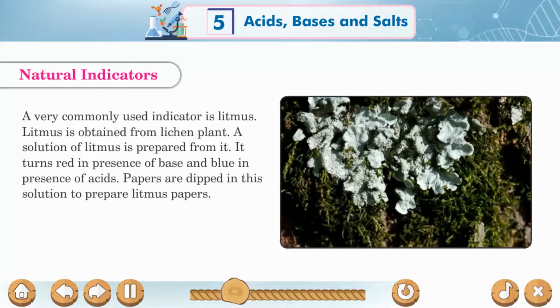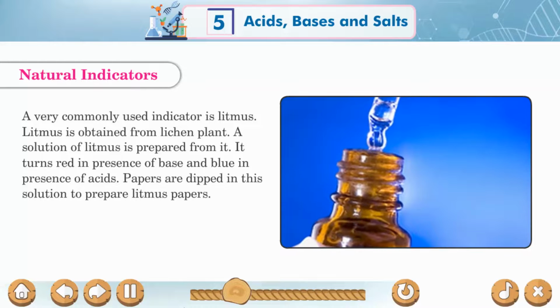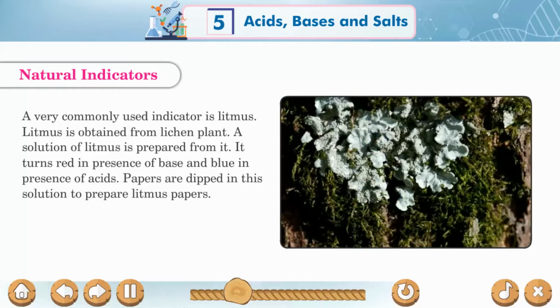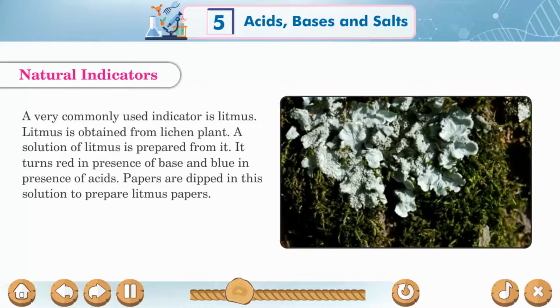Litmus is obtained from the lichen plant. A solution of litmus is prepared from it. It turns red in presence of acids and blue in presence of bases. Papers are dipped in this solution to prepare litmus papers.